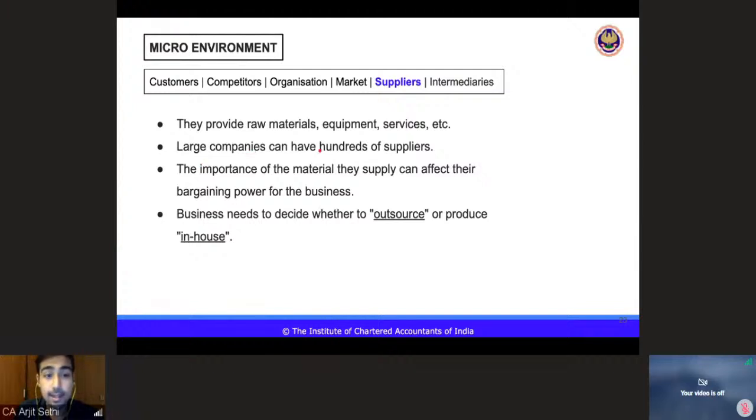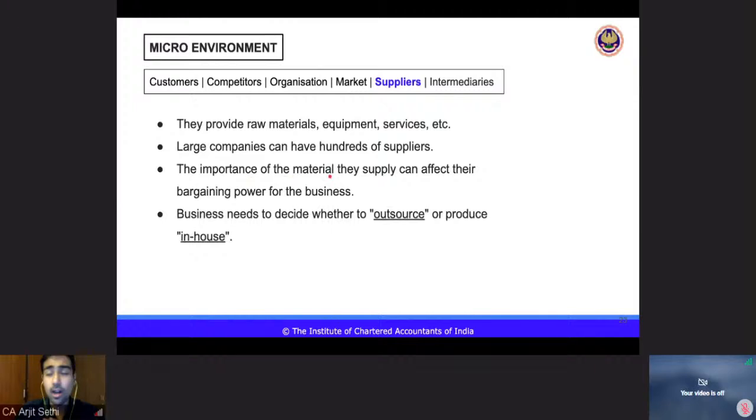Large companies can have hundreds of suppliers. A huge MNC can have thousands, and I have even seen more than 10,000 suppliers for a company. If you talk about car manufacturers, they have different suppliers who give you steering wheels, nuts and bolts, brakes, grease, tire rims, seat covers, leather. A lot of suppliers for a company, for a business.